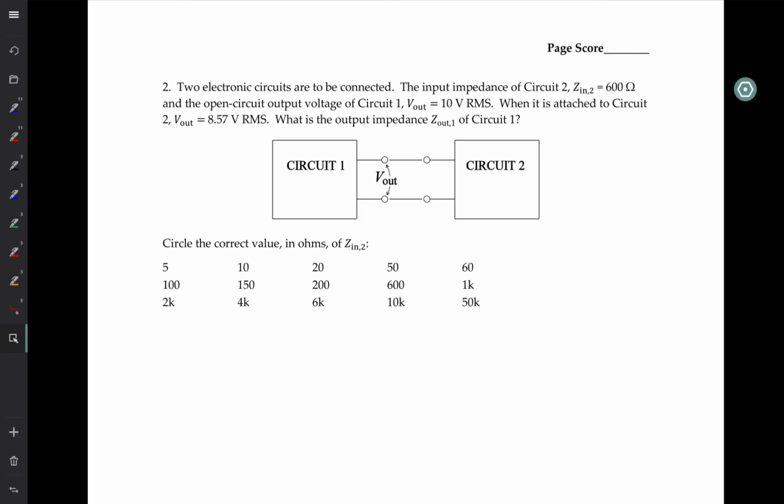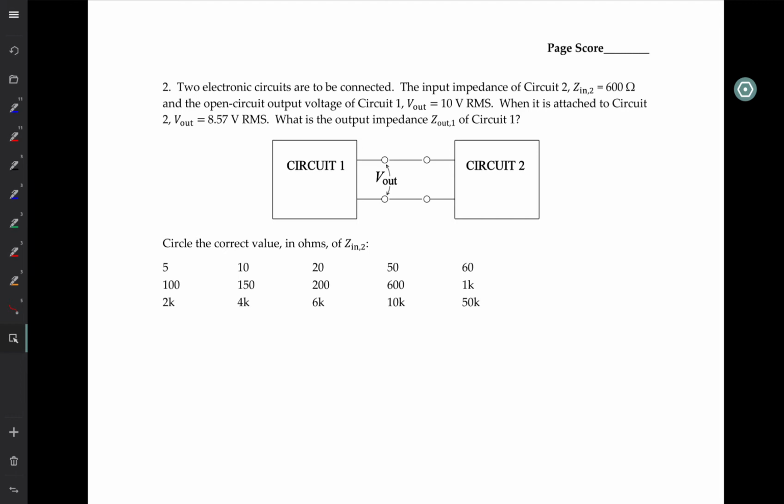Okay, moving on to problem 2. This is a fairly straightforward problem in calculating input and output impedance given sufficient information. The easiest way to start this problem is to simply draw an equivalent circuit. I always draw an equivalent circuit because it helps my brain get around the problem.